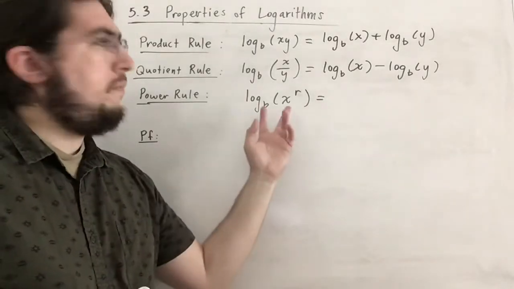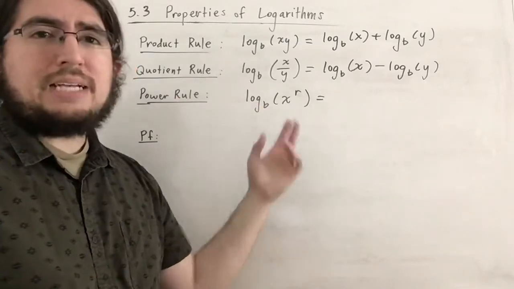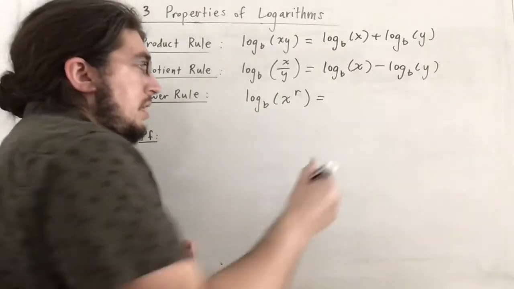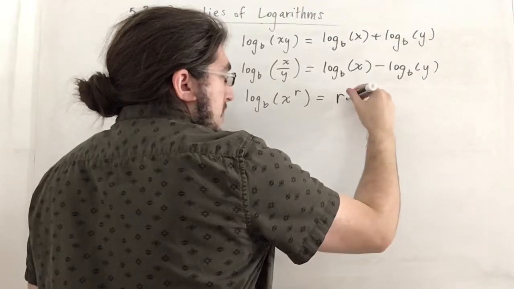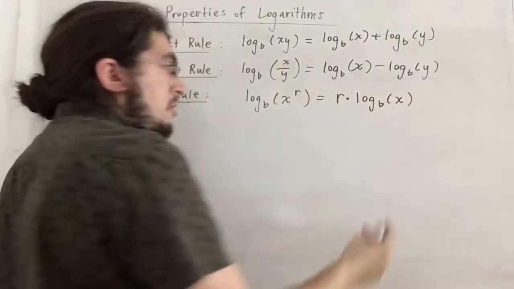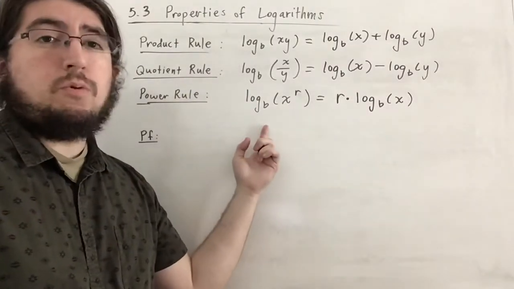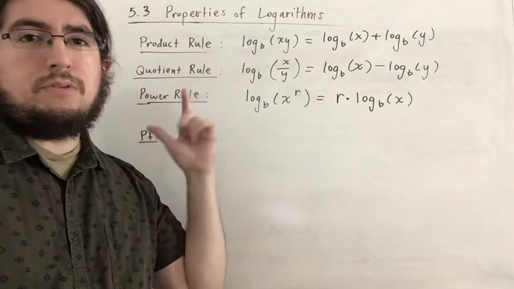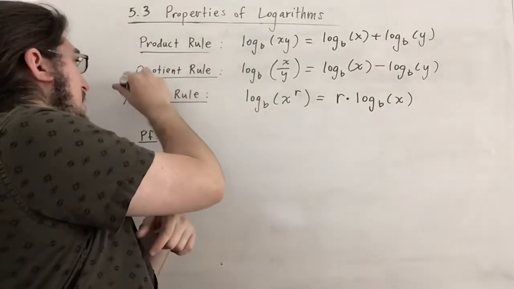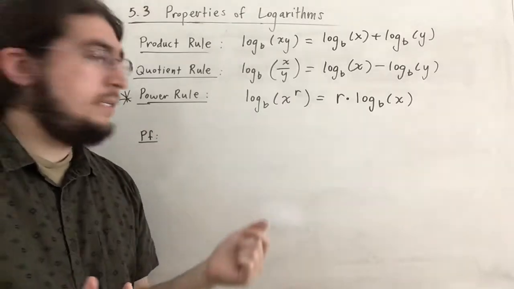Okay, now what about for when you have a power? So this is the power rule. Log base b of x to the r in this case. This says that r comes down and is multiplied by log base b of x. So basically you can bring the power out as a multiplier. Very, very useful rule. In fact, I love the power rule the most out of all of these. It's used all the time. The power rule is great.